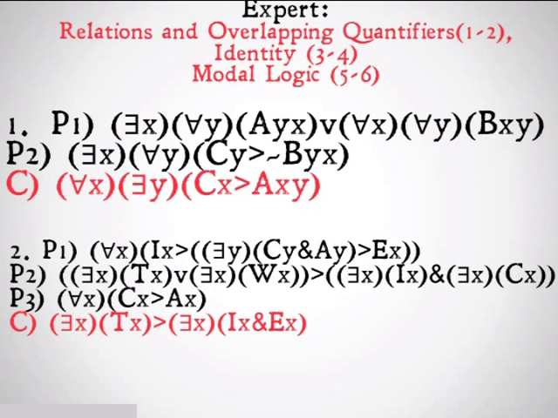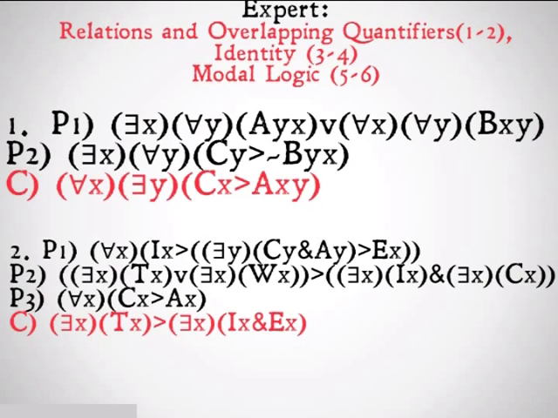Problem 2. For all x, x is an I implies there exists an x such that x is a C and x is an A implies x is an E. There exists an x such that x is a T, or there exists an x such that x is a W implies there exists an x such that x is an I, and there exists an x such that x is a C. Premise 3, for all x, x is a C implies x is an A, and we conclude that there exists an x such that x is a T implies that there exists an x such that x is an I, and x is an E.